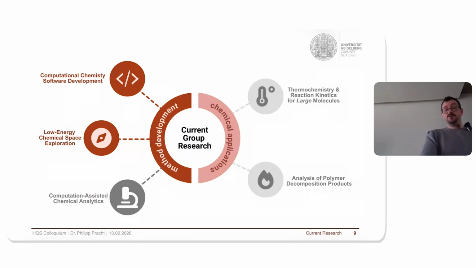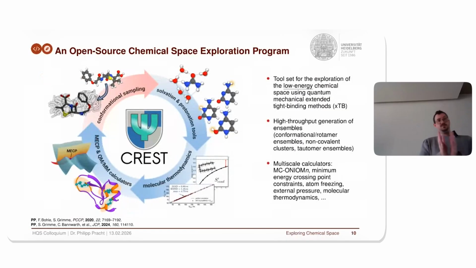And what I've been working on for most of my career, and still continuing to do so, is working on an open source program for chemical space exploration called CREST. This originated from the conformational sampling aspect, so one particular part of the low energy space. We also have some tools to generate explicit solvent clusters, different protonation states. We are building out the thermodynamic parts at the moment. We're trying to calculate entropy and so on, and we have some special calculators for minimum energy crossing points, for example, and some QM/MM.